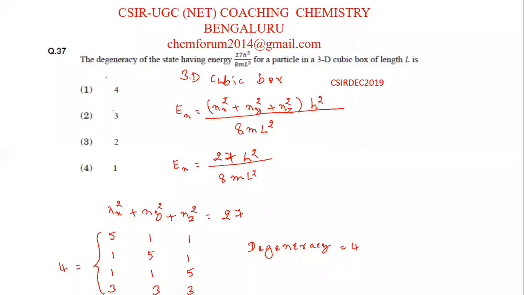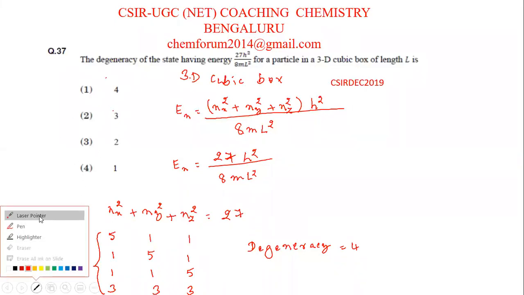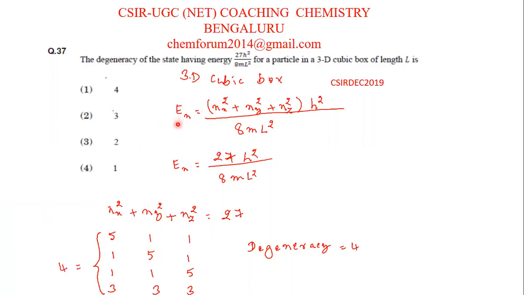For this, we have a formula. From the formula, we can find the energy expression. The energy of a particle in a 3D cubic box is given by En is equal to (nx square plus ny square plus nz square) h square by 8 m L square. This is the energy of a particle in a 3D box. Now, the energy given is 27 h square by 8 m L square. When comparing these two, nx square plus ny square plus nz square is equal to 27.